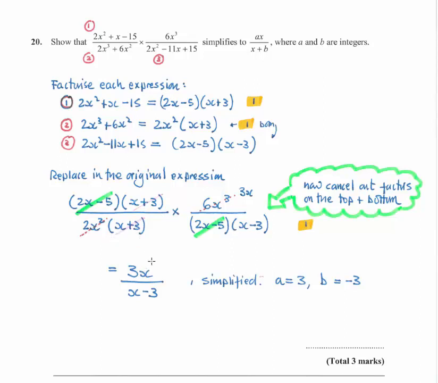So what are we left with? That's disappeared, that's disappeared, that's disappeared, that's disappeared, that divided into that, that's disappeared. So we're just left with 3x over x minus 3. So there we are, we've simplified it into this kind of form. It didn't ask me, but I've told them that a is 3 because ax and 3x, and b is minus 3 because x plus b, and the number there is minus 3.